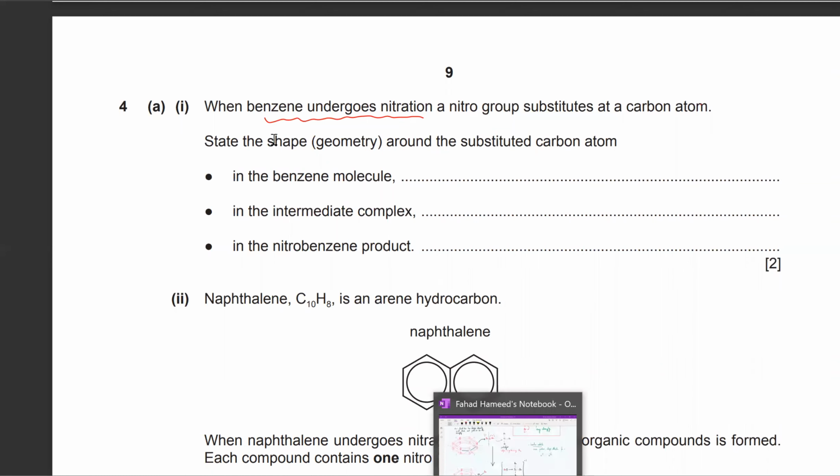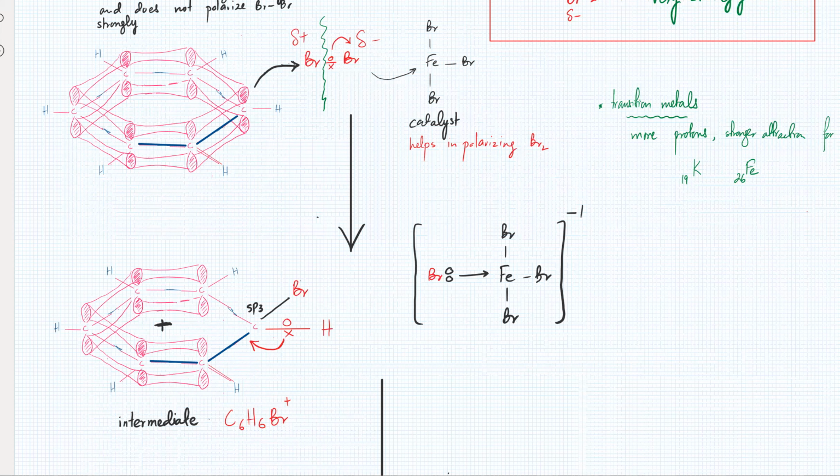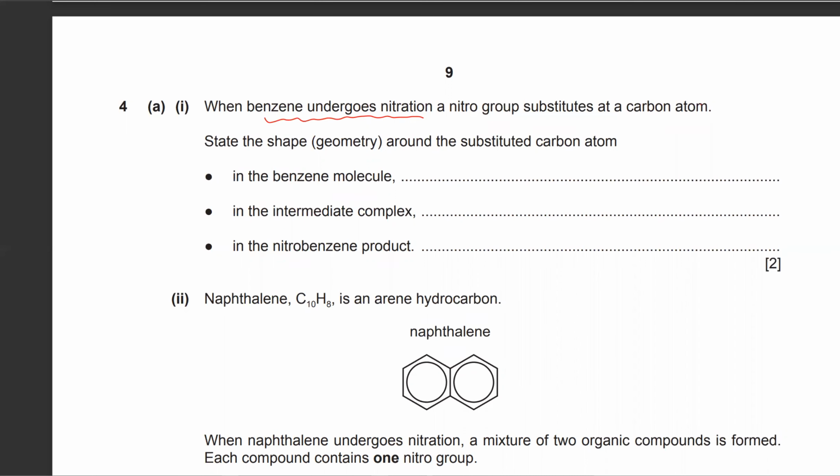So if you go back to the question, he states the shape and geometry around the substituted carbon atoms in the benzene molecule. So benzene में the carbon is sp2 hybridized. This is what you're going to write. The shape and geometry: it's trigonal planar. Not sure if he's asking for the angle, lekin that's trigonal planar. I mean, we can write the angle, we can write the hybridization as well. We can call it sp2. The carbon is sp2 hybridized.